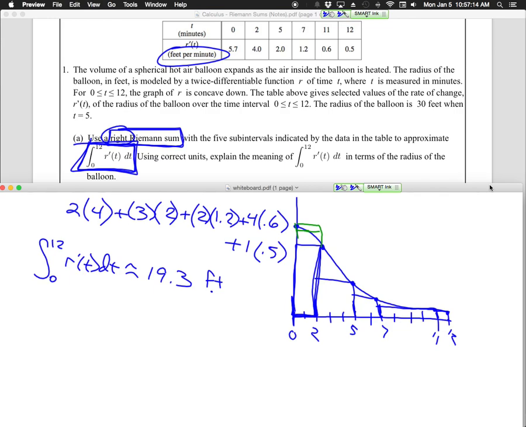All right. Now, the next thing it says is use the correct units to explain what this means. We just figured out the area under the curve of this. So, what am I going to use to explain the meaning? Change in the function. I need the change in the function above over the interval. So it is the change in what? What's the function above r prime of t? R of t. So the change in r of t, over t equals 0 to 12. Now we've got to clean that up a little bit, but that's always a good place to start.